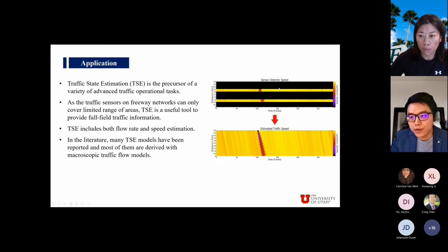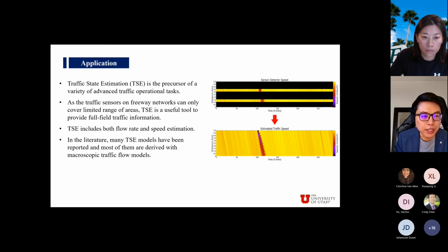This figure briefly shows the purpose of a TSE. In practice, we may have traffic sensors installed on the freeway or different types of highways, and those traffic sensors can provide us the speed and traffic flow information at the locations with installed sensors. However, we don't really know what's happening between the traffic sensors. So the TSE takes the input from those traffic sensors and tries to estimate what's happening between them. Then we can get the full-field traffic information, and this type of information can be very useful. For example, when we're doing trajectory planning for connected autonomous vehicles, this information can be very useful. That is the purpose of the TSE, the traffic state estimation.